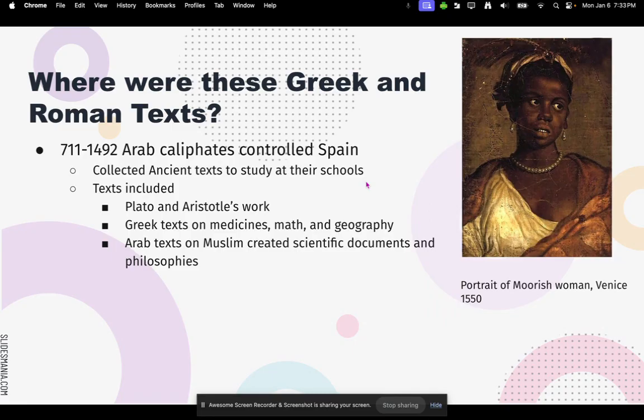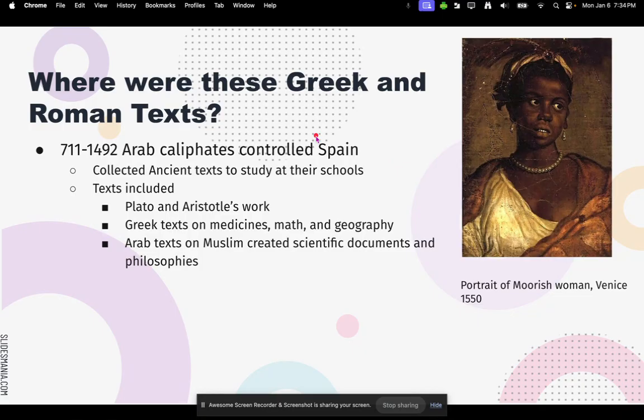Great question. So you can thank the Arab Caliphate for preserving these Greek and Roman texts. So from about 711 to 1492, the Arab Caliphates controlled Spain. So we talked about Arab Caliphates back in what, unit 6? But very briefly, Arab Caliphates would be Muslim controlled countries. And during this time period, they controlled Spain, which is on the southern tip of Europe.